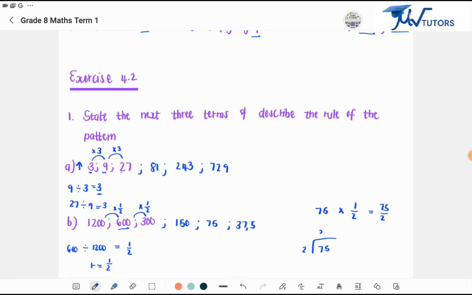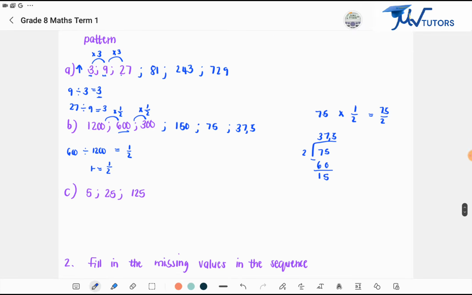7 divided by 2 is 3. 3 times 2 is 6. This is how we were taught. I don't know how you guys were taught. Okay, so 7 minus 6 is 1. 5 minus 0 is 5. So I have 15. What's 15 divided by 2? It's 7, 5. And that's it. 37.5.